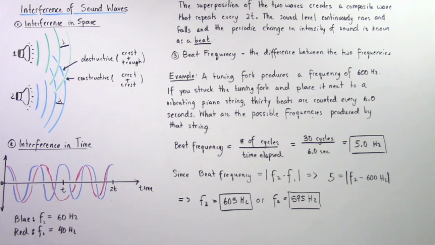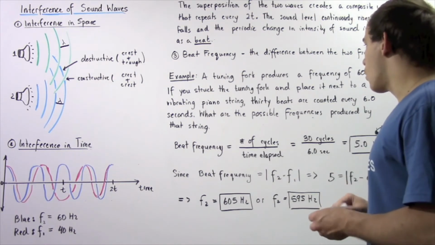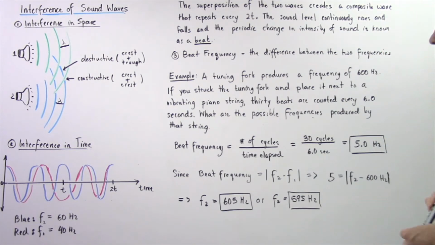So let's look at the following example. A tuning fork produces a frequency of 60 hertz. If you struck the tuning fork and place it next to a vibrating piano string, 30 beats are counted every 6 seconds. What are the possible frequencies produced by that piano string?